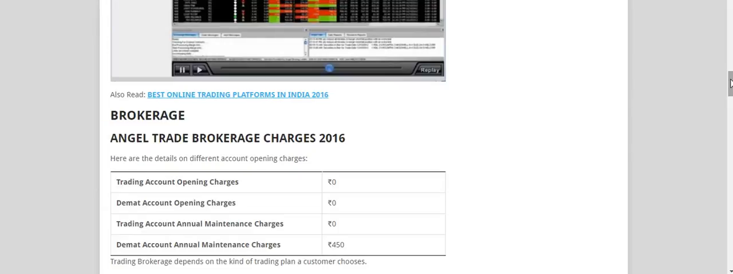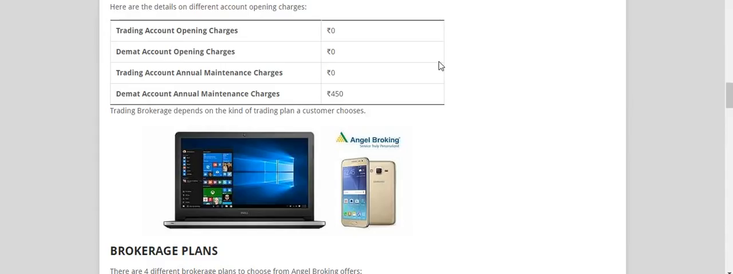They've introduced a campaign where they are not charging for a demat account. So for now, its opening charges are free, but you have to pay a minimal amount of 450 rupees a year for maintaining that demat account. Let's talk about brokerage. As I just mentioned, brokerage is not one of the cheapest ones.